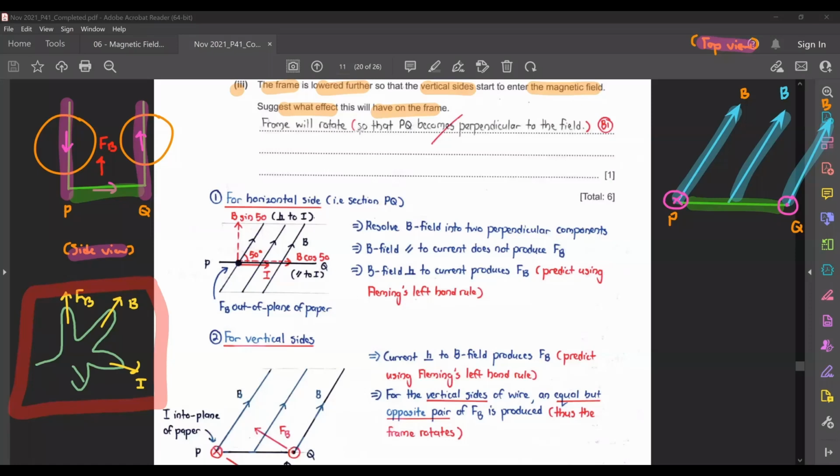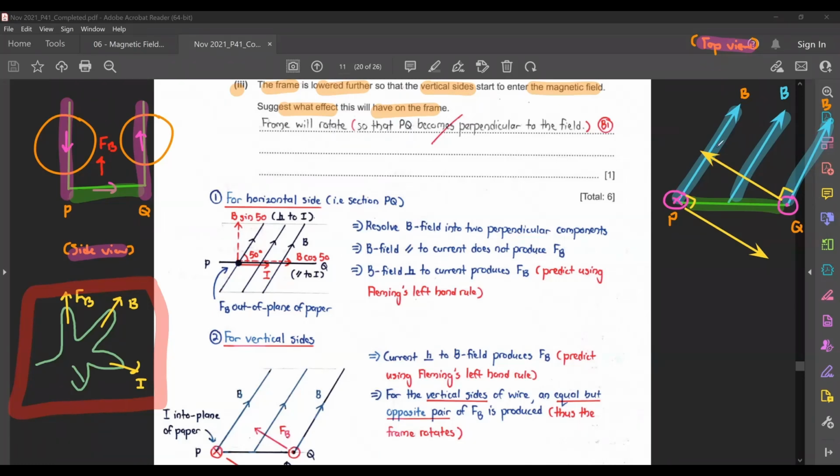Now, if you use Fleming's left-hand rule to work out the direction of the magnetic force on the vertical sections of the wire, for the first section, which is this one here, you will be able to work out that the magnetic force is going to be somewhere in this direction, making an angle of 90 degrees with your magnetic field. And then when you move on to the second section of your wire, which is this one, you use Fleming's left-hand rule again, you will work out that the direction of your magnetic force ought to be in this direction. Again, it is making a 90-degree angle with your magnetic field.